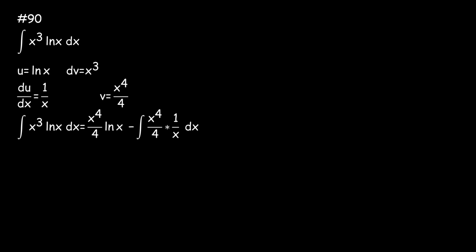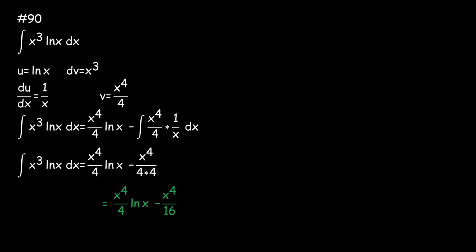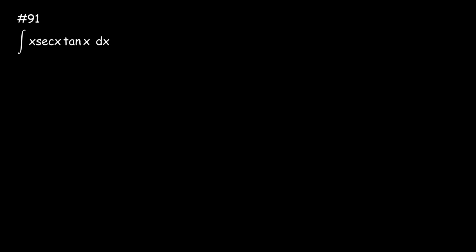Now some of the x's will cancel out nice and neatly. We're going to have x cubed over 4, and to integrate x cubed over 4 is not hard. It will just be x to the power 4 over 4, which multiplies to give us 16. So our answer is x to the power 4 over 4 ln x minus x to the power 4 over 16.